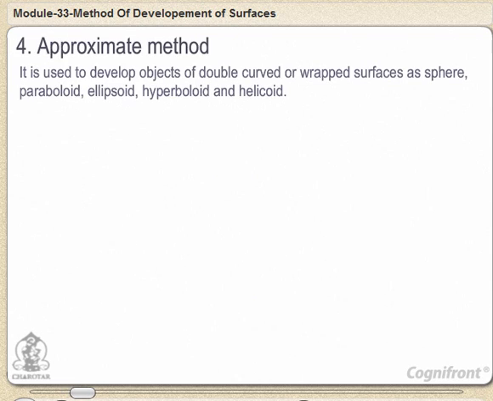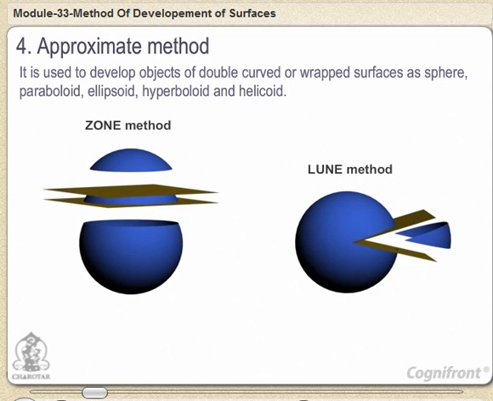Approximate method. It is used to develop objects of double curved or warped surfaces such as sphere, paraboloid, ellipsoid, hyperboloid and helicoid. As an example, let us develop the surface of a sphere.